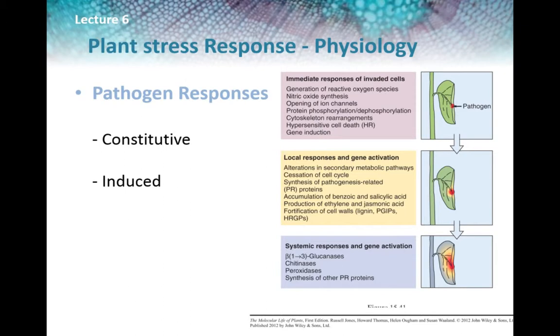In response to pathogen attack, plants try to defend themselves through constitutive defense, where some antimicrobial compounds are synthesized before pathogens attack. However, pathogen stress and infection induces additional antipathogen defense systems. This is referred to as induced defense response. The figure shows the immediate, local, and systemic response of plants to pathogens.